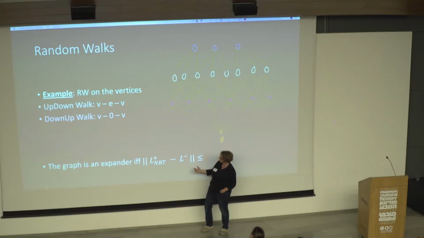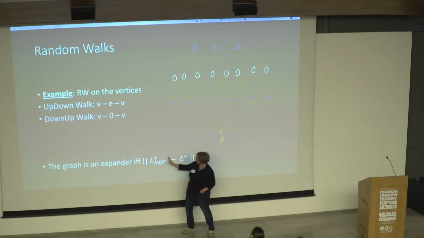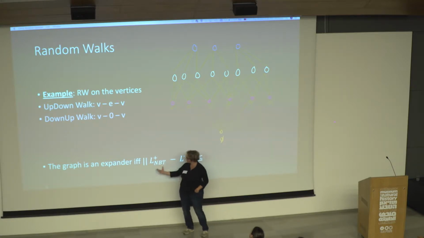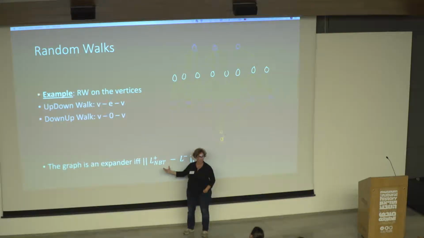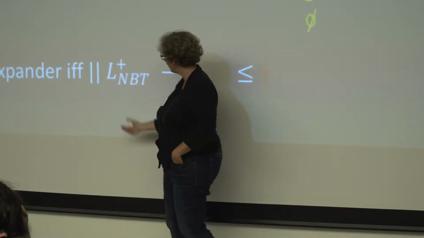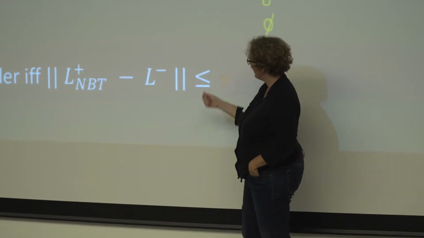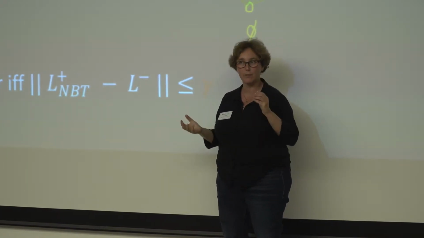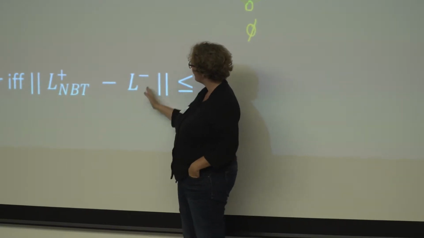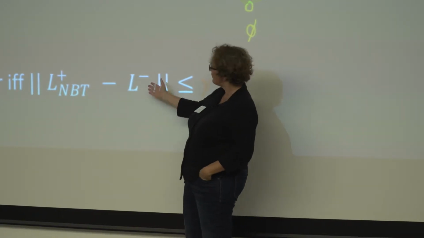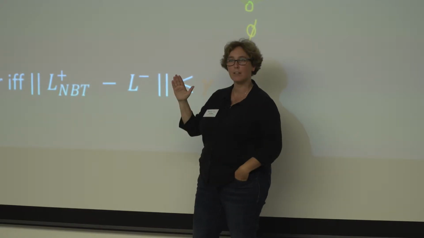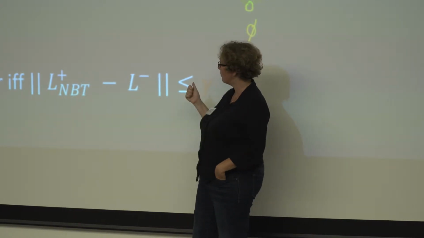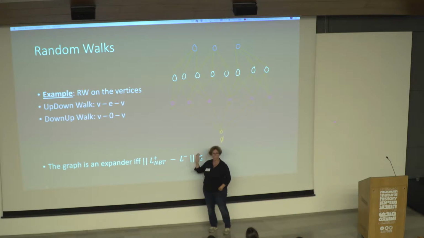So what am I comparing here? This L plus NBT, this is a complicated notation to just say the adjacency operator of the graph. And what is this other one? This is just the operator that takes two independent random vertices. So it's the complete graph with self-loops. In particular, what are the eigenvectors of this thing? Suppose it's a d-regular graph, you have the all ones vector, which is the uniform distribution. It has eigenvalue 1. And all the other vectors that are orthogonal to this vector are eigenvectors with eigenvalue 0. So this is like the ideal expander.